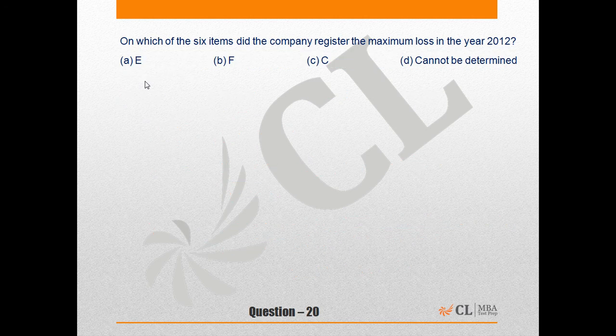On which of the 6 items did the company register the maximum loss in the year 2012? This question is pretty simple. Since we do not know the number of units produced for each item, we cannot determine for which product the company incurred the maximum loss. Hence, the answer is cannot be determined.